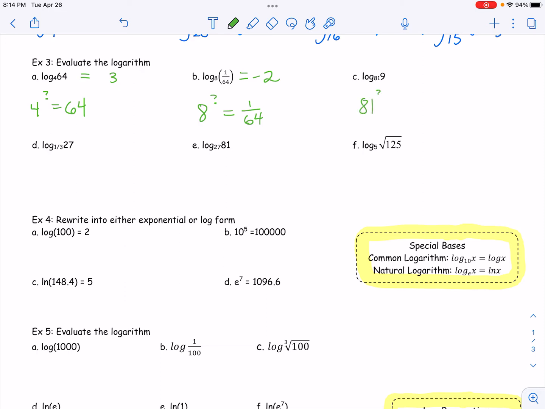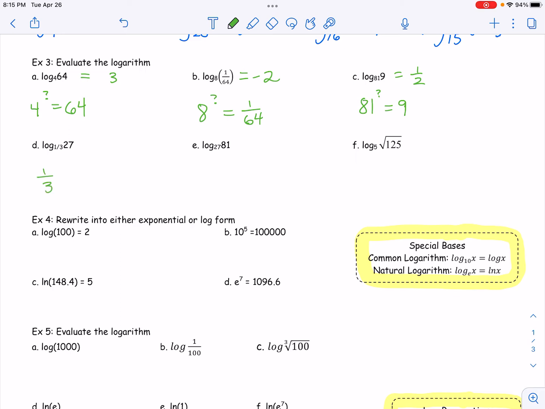81 to the what power equals 9? Well, we're getting smaller, so obviously we're taking the root. What root of 81 gives us 9? The square root. So that's a 1/2 exponent. 81 to the 1/2 power gives us 9. See how you need to know your exponent properties. Okay, let's keep going.